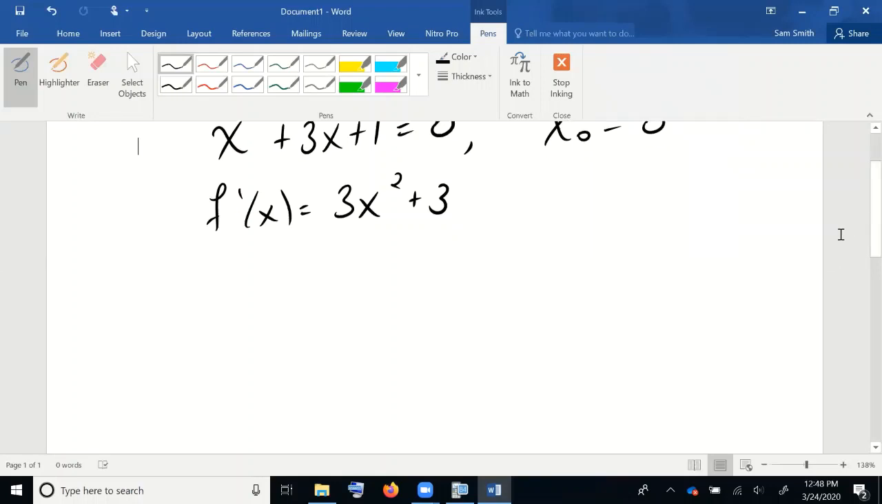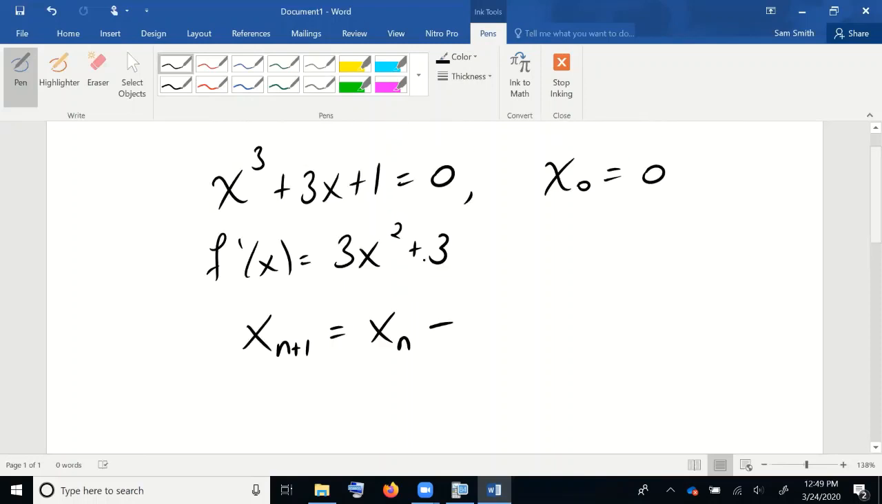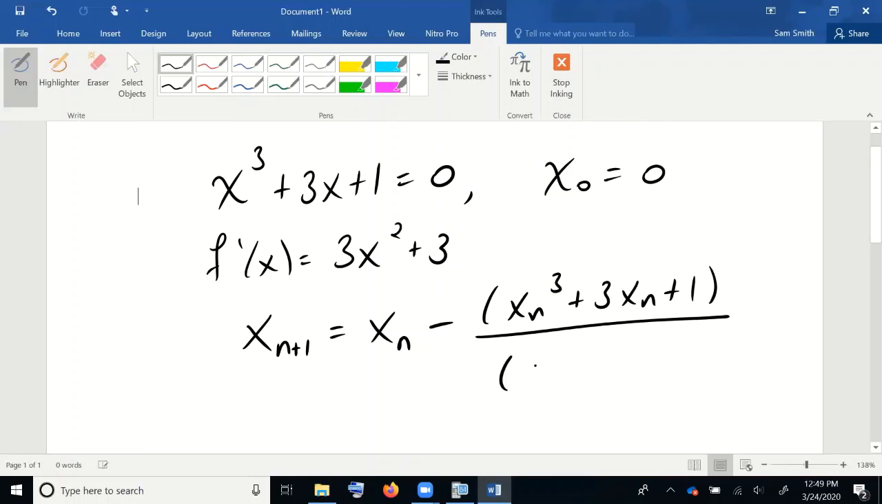So Newton's method would say that x n plus 1, the x of the next step, would be the x of the prior step, take away f with this xn plugged in. So xn cubed plus 3xn plus 1 divided by 3xn squared plus 3.